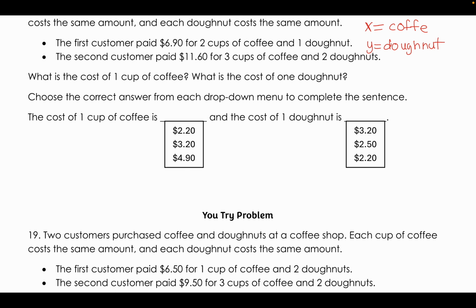Now that we have that information, let's set it up. The first customer paid $6.90 for 2 cups of coffee and 1 donut, which is 2X + 1Y = $6.90. Now, the second customer bought 3 coffees and 2 donuts for $11.60. Now, this looks like a system. You got your X's aligned, you got your Y's aligned, and you got your numbers aligned. So, let's go ahead and do the matrices.